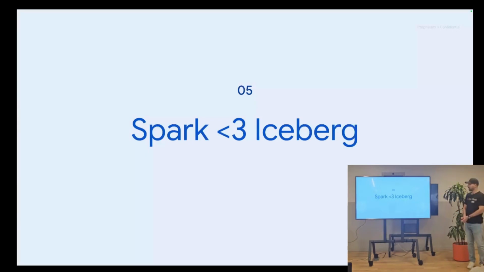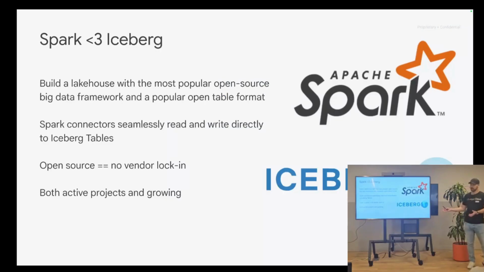So Spark and Iceberg. Spark is, I would say, the most popular open source big data framework out there today. And Iceberg is definitely one of the most popular, but there are two others. So they are a match made, a very nice match, if you will. Spark has lots of open source connectors that allow you to seamlessly read and write directly to and from Iceberg tables. Both of these are open source, so things like vendor lock-in are things you don't have to necessarily be concerned with. And then both are extremely active projects.